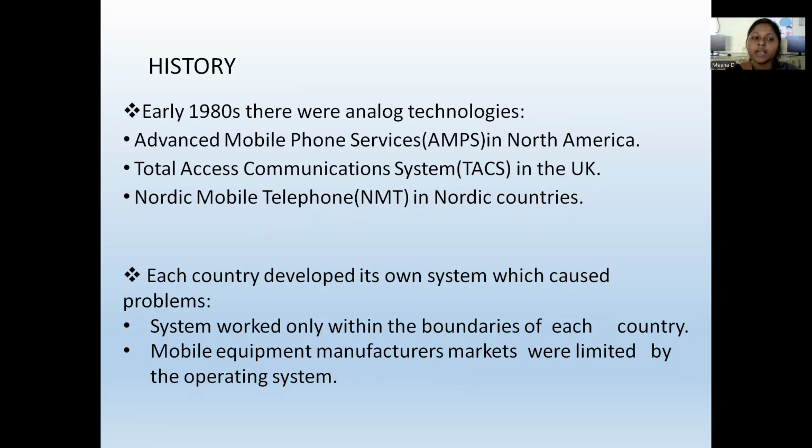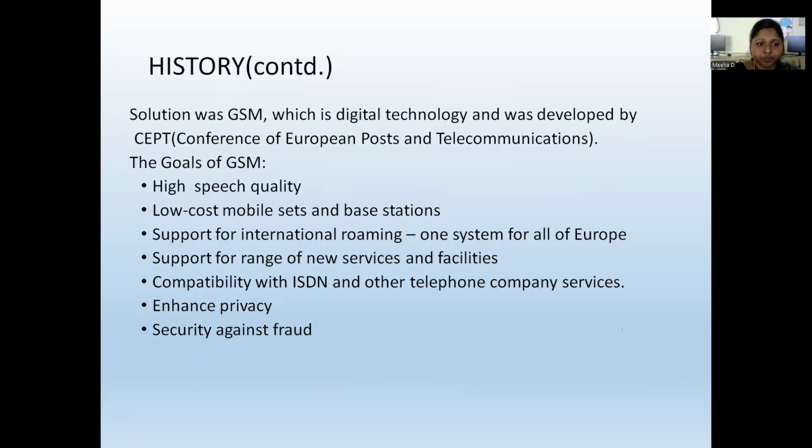Then in the UK, they followed the Total Access Communication System with the same features we have in AMPS. Then Nordic countries such as Norway, Sweden, Ireland, and Finland followed Nordic Mobile Telephone. All these systems work only within the boundaries of each country. The mobile equipment manufacturers' markets were limited by the operating system, and all these analog technologies only send voice calls. They don't receive any SMS or anything. Okay, so this is the earlier stage.